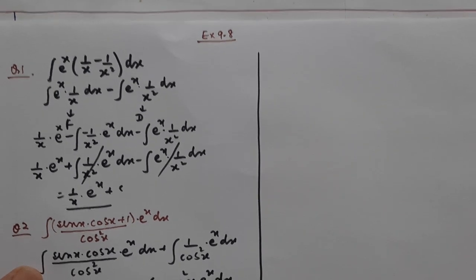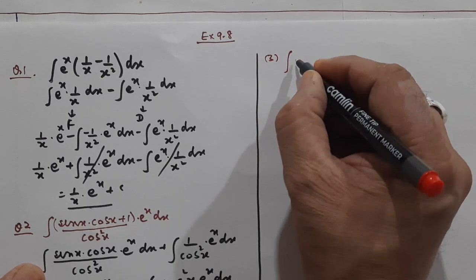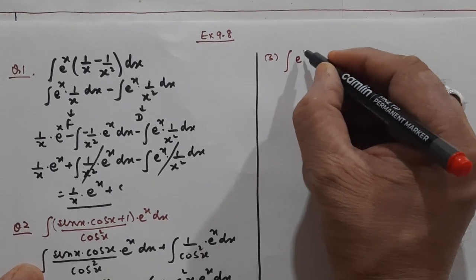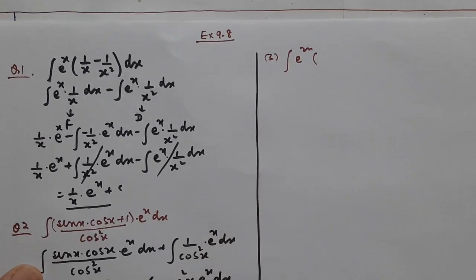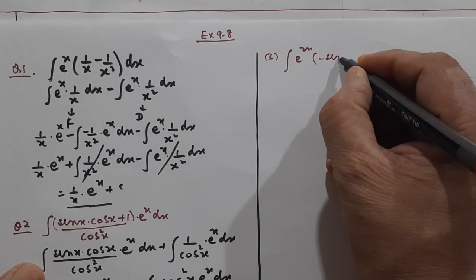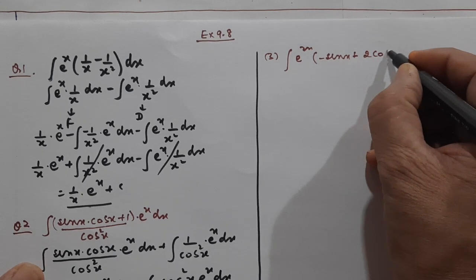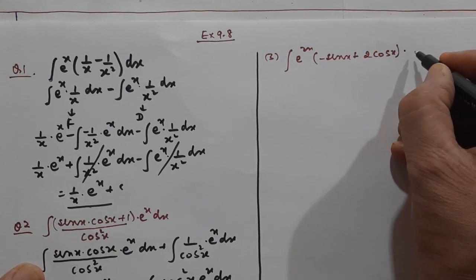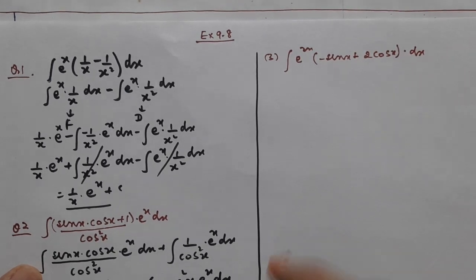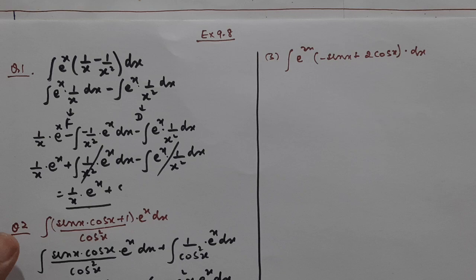Now question number third is integral of e power 2x (minus sin x plus 2 cos x) dx. So this is the question. E power 2x into (minus sin x plus 2 cos x).